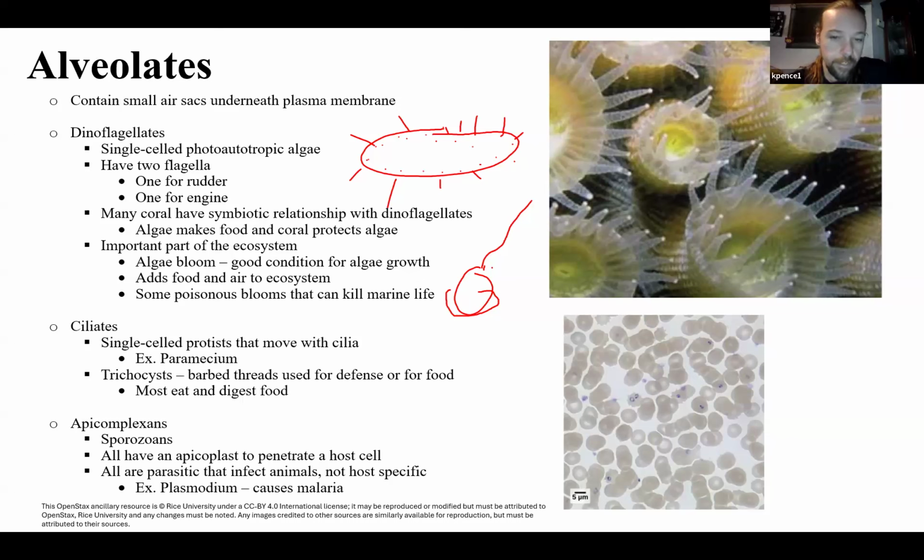Apicomplexans, that last one down there, are also alveolates. These are very small. They're mostly parasitic, and they have this thing called an apical complex. So apical complexes are kind of like a syringe. With this syringe, they're able to puncture a hole in the cell membrane, and then they're able to enter the cell. So I'm pretty sure everybody's heard of malaria, right?